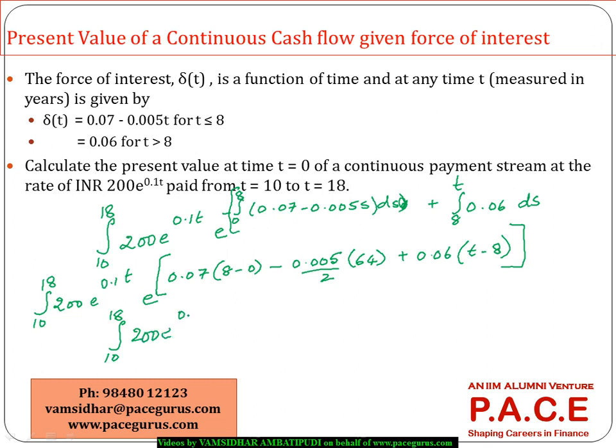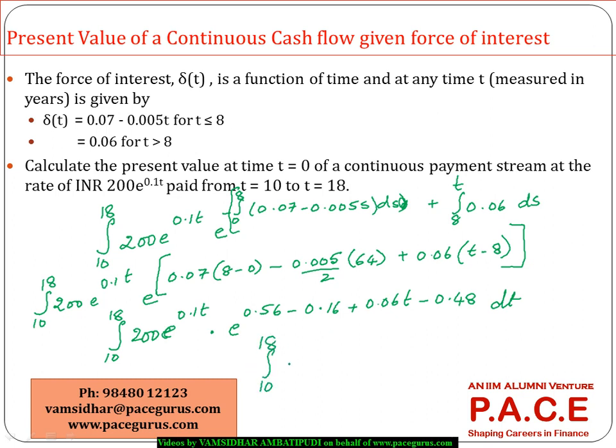200 e to the power of 0.1 t, whereas this one becomes e power 0.07 into 8.56 minus 0.005 into 32.16, and this becomes 0.06 t minus 0.48. This entire thing is integrated with dt. So this becomes 10 to 18.